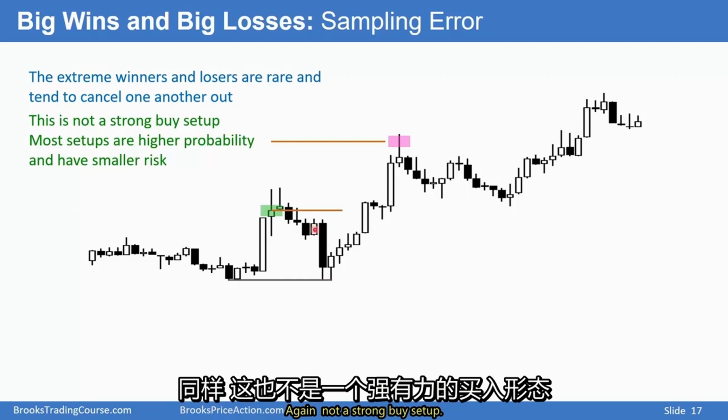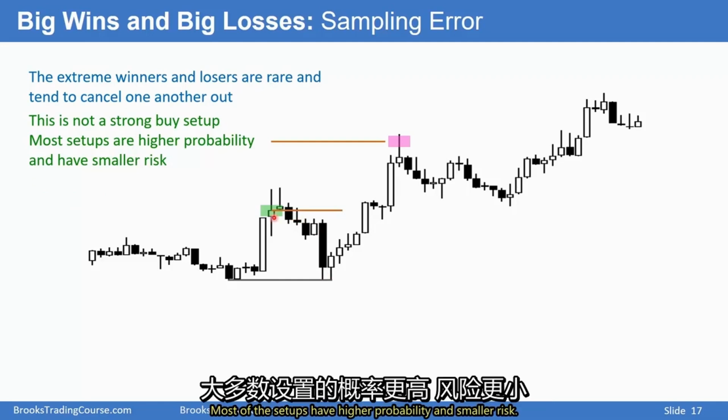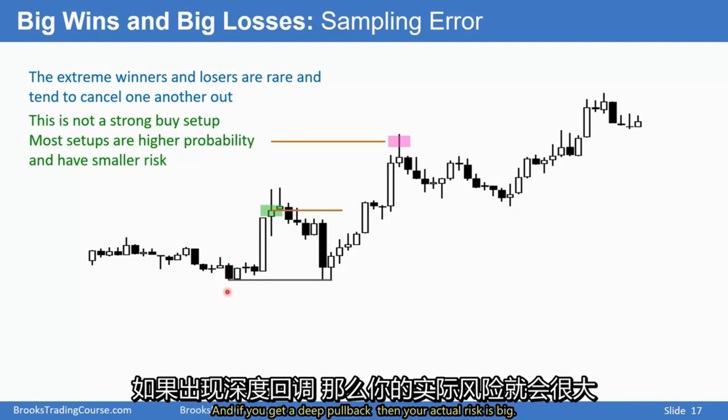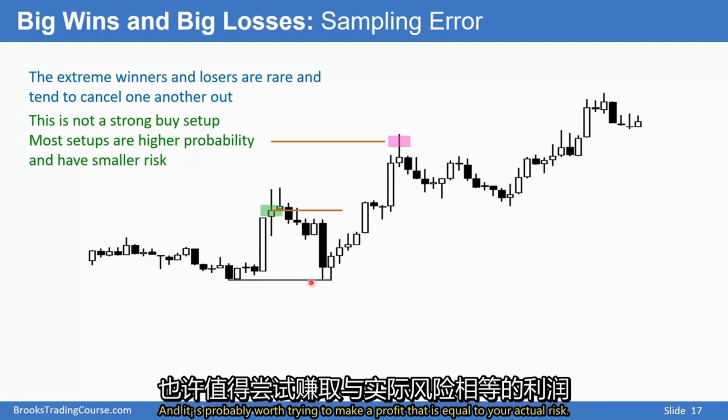Again, not a strong buy setup. Most of the setups have higher probability and smaller risk, but if you take this trade, your stop is below the bottom of the major higher low, below this low. And if you get a deep pullback, then your actual risk is big, and it's probably worth trying to make a profit that is equal to your actual risk.